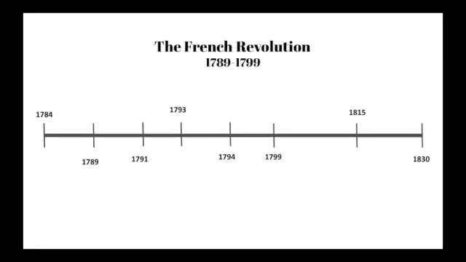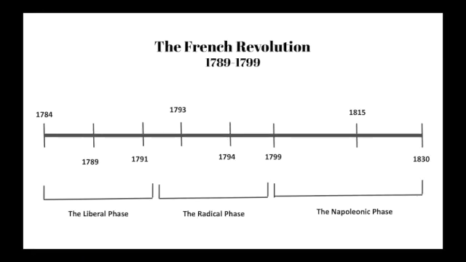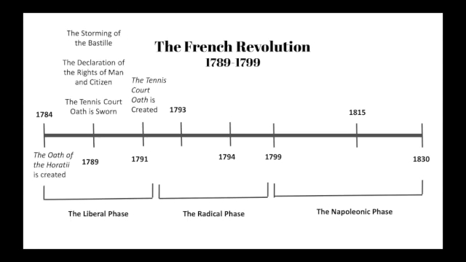The French Revolution had three major phases: the liberal phase, radical phase, and Napoleonic phase. The liberal phase began in 1789 and included events such as the Tennis Court Oath and the storming of the Bastille, which resulted in the establishment of a constitutional monarchy and the granting of rights to citizens through the Declaration of the Rights of Man and Citizen.